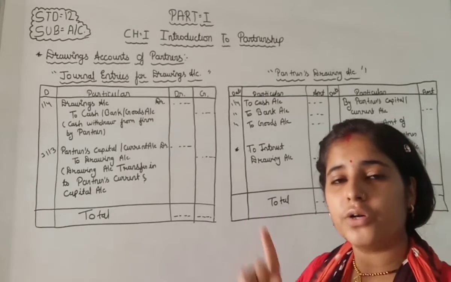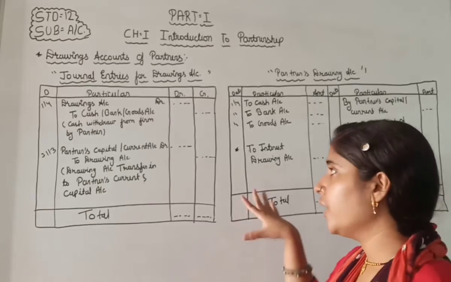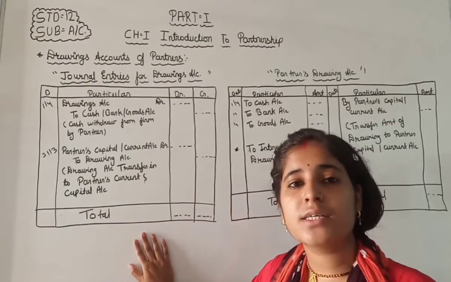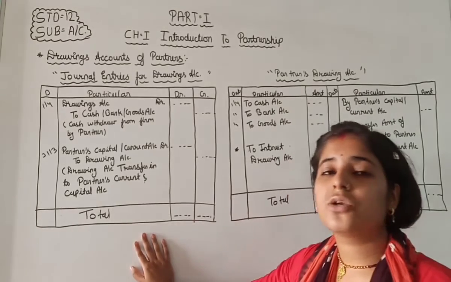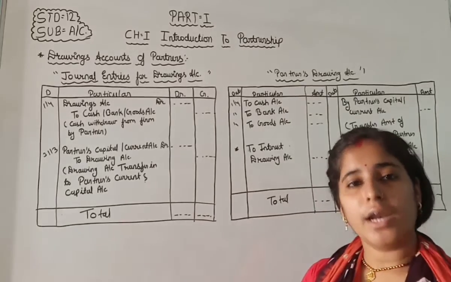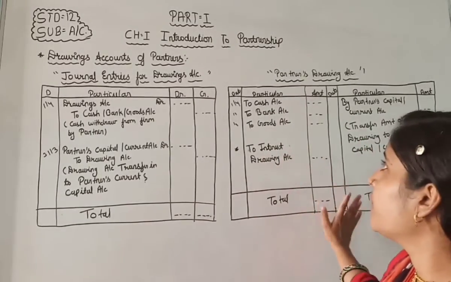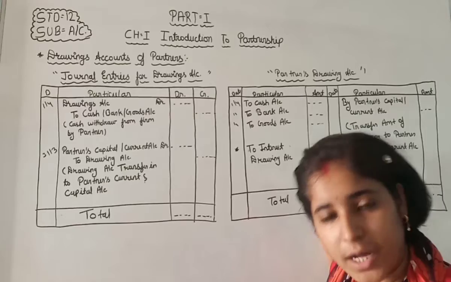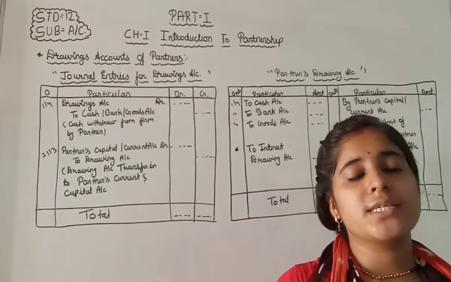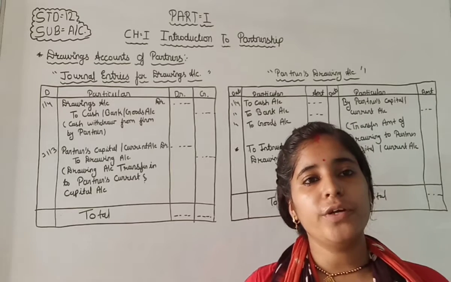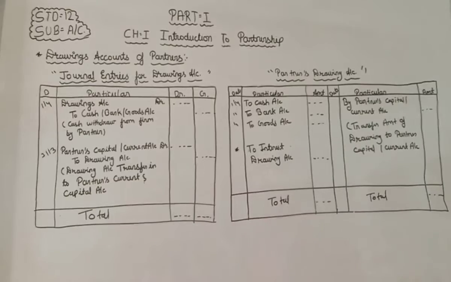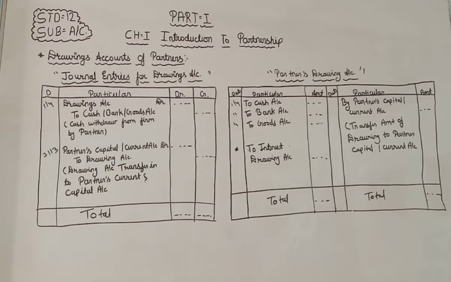You cannot write it in the partners' capital and current account on the debit side. I hope this is clear about how to prepare the journal entry of the partners' drawing account, and how it is closed and transferred into the partners' capital and current account, and how to prepare the partners' drawing account. Okay, now we are going to the next topic, that is the difference between profit and loss account and profit and loss appropriation account. So we will see and discuss it.